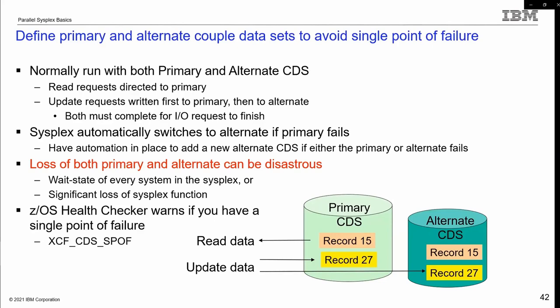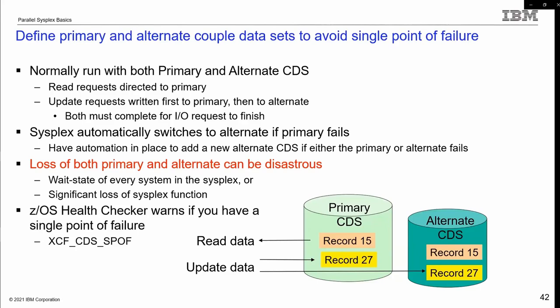So a Sysplex can automatically switch to the alternate if the primary fails. And hopefully you have some automation in place to add a new alternate couple data set if either the primary or the alternate fails. You always want to have two, because if you lose both of them, in many cases you can actually wait state, and in some cases wait state the entire Sysplex. And so these data sets are very important. We want to make sure that they're highly available.